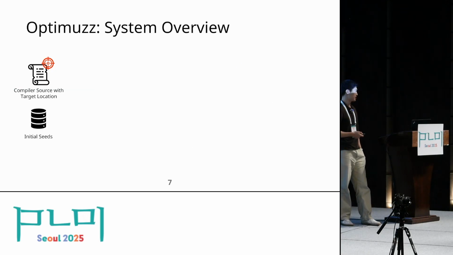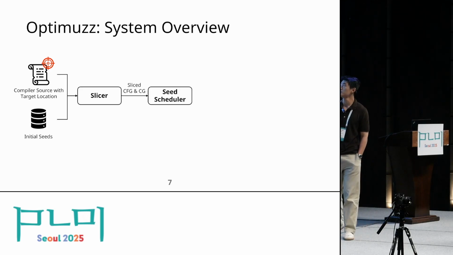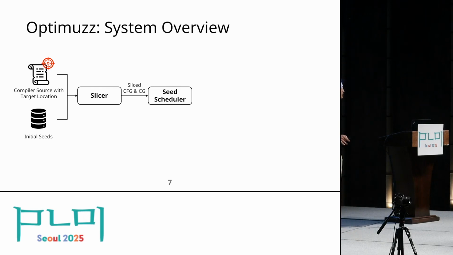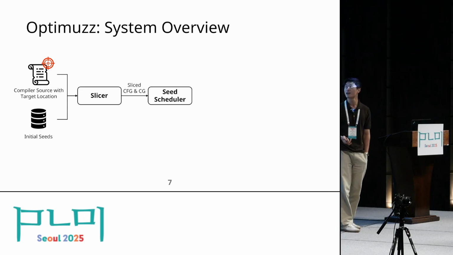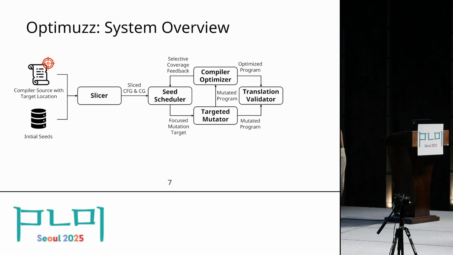So this is our system overview. We start with compiler source code with target location and initial seeds. And through the slicer, we get a sliced control flow graph and call graph. And using the information, the seed scheduler realizes selective coverage feedback and focused mutation target. And finally, the targeted mutator and compiler optimizer generate an optimized program with a mutated program. And with translation validation, we can automatically find miscompilation bugs.